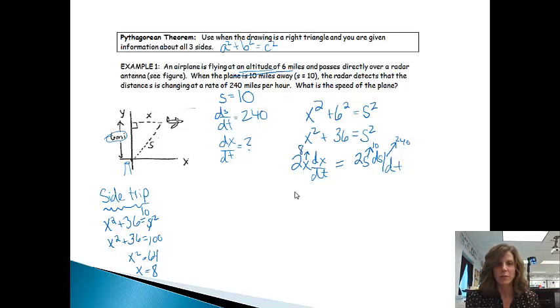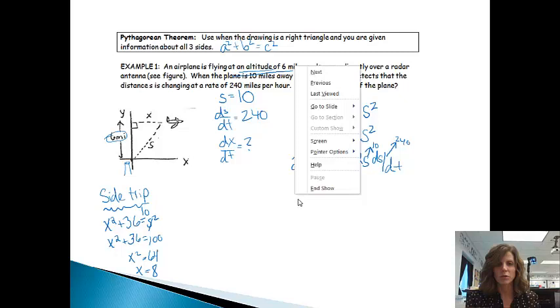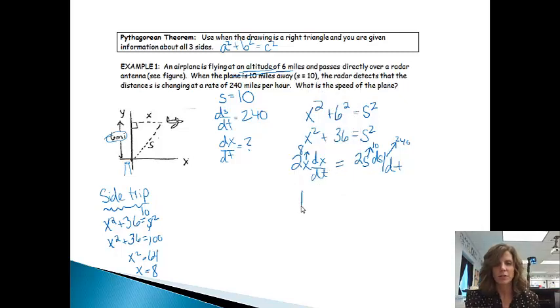So now I'm going to get 2 times 8, which is 16, dx/dt equals 2 times 10 times 240, which will be 4,800. And now to get dx/dt by itself, we'll divide both sides by 16. And when we do that, we will get dx/dt is equal to 300.